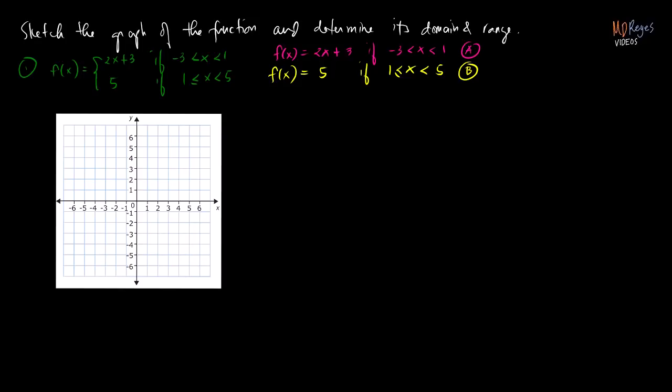So look at the condition: if x is between negative 3 and 1. So where is negative 3 and 1 on the x-axis on the Cartesian plane? Negative 3 is here, and then positive 1 is here. So we'll just have to consider the function a whenever we have these numbers on the x-axis, including all the numbers in between.